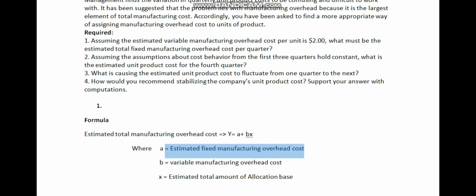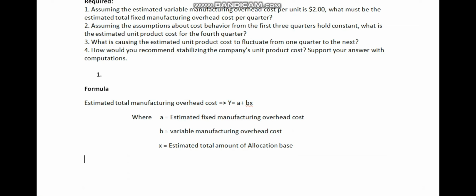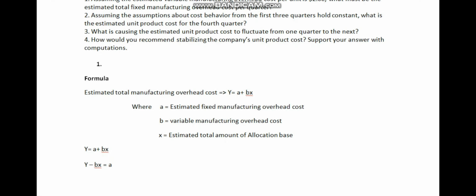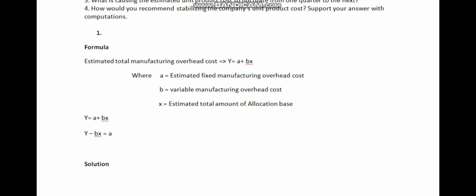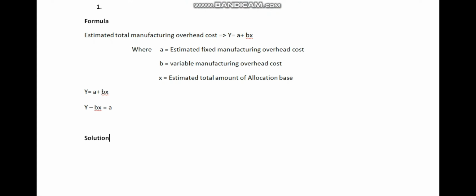So we're going to twist the formula a little for our convenience. I'm going to take this bx to the other side and it will turn into y minus bx equals a. So we're going to solve it with this equation to find out the fixed manufacturing overhead cost. Let's jump to the solution.